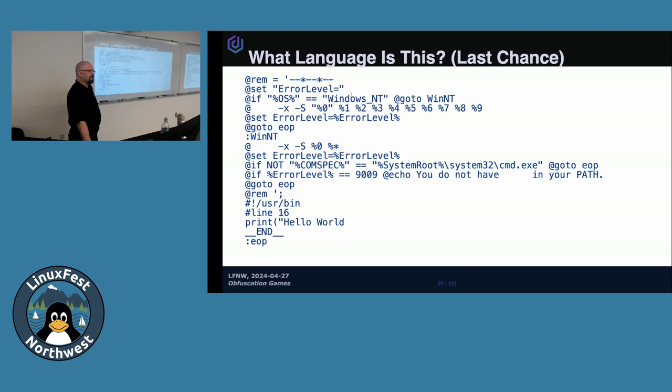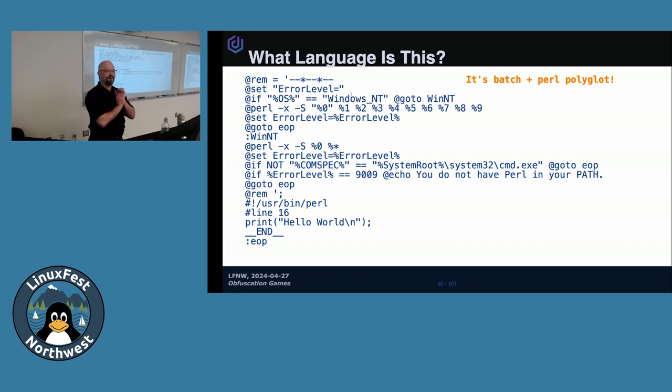What do you think I'm missing? There's going to be a little more in the next build. Any guesses? Because it looks like Hello World. You'd think Hello World could be a lot smaller in a Batch script. Guess what? It's Perl. It's actually not Perl. It's actually Batch and Perl. It's a polyglot. That was like a horror movie.